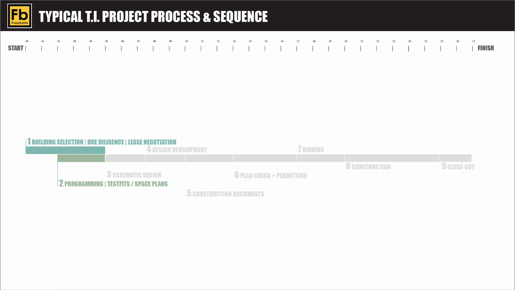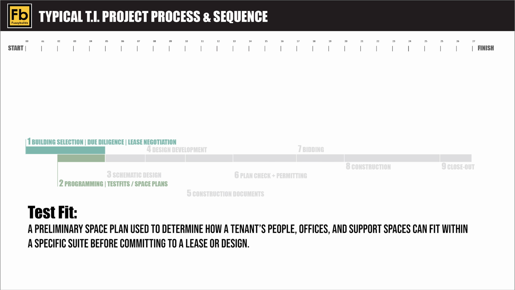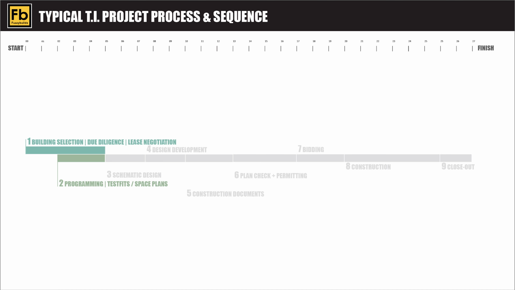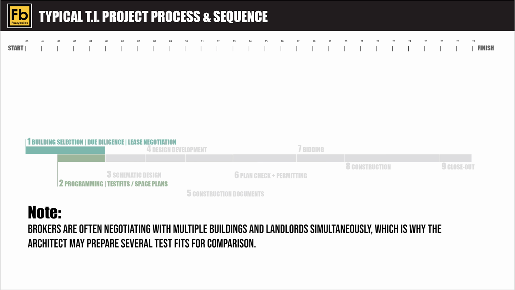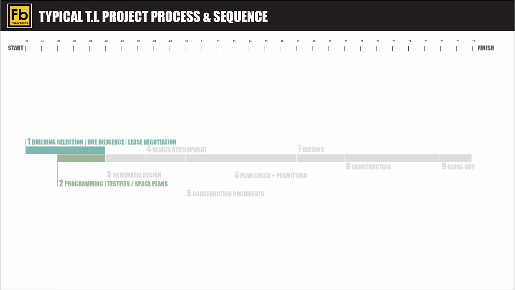Because the other component that is needed once the building has been considered are what's called test fits, block plans, or space plans. The block plan or test fit plan is basically a plan that determines how the tenant's people, offices, support spaces can fit within a footprint of a floor. This helps the broker and the client understand if a building works for them or if they have to keep looking for other locations. The architect may do a test fit or multiple test fits for each building. Once the tenant picks the building, that test fit or space plan gets attached to the lease. This is why these 2 phases go hand in hand.